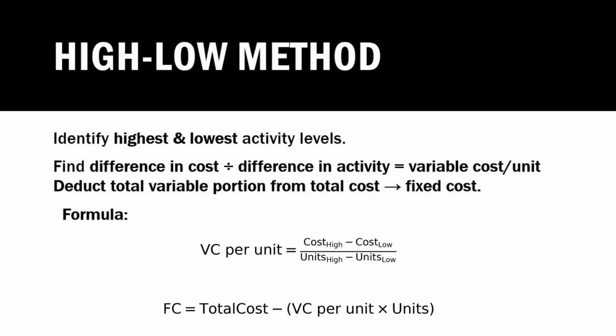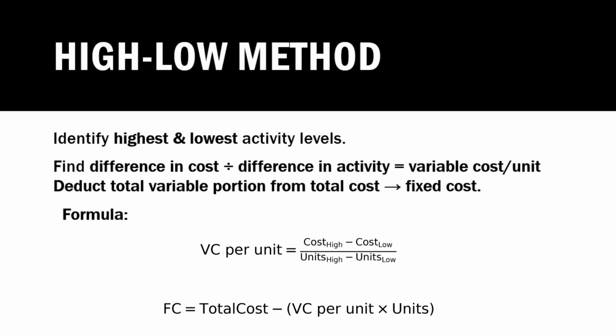This is used to split a semi-variable cost into its fixed part and its variable part. Step 1. Identify the highest and lowest activity levels. Important. We match cost at the highest activity and cost at the lowest activity. Step 2. Calculate variable cost per unit using the difference formula. Variable cost per unit equals cost at high activity minus cost at low activity, divided by units at high activity minus units at low activity. In words, VC per unit equals cost high minus cost low, divided by units high minus units low.